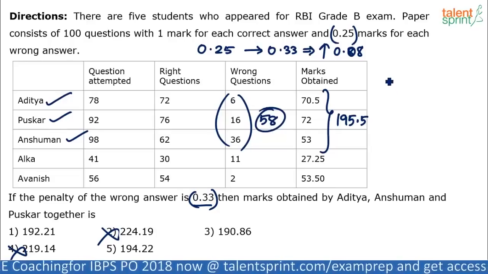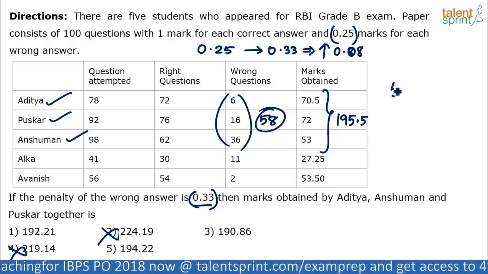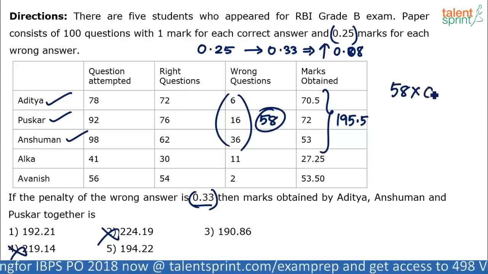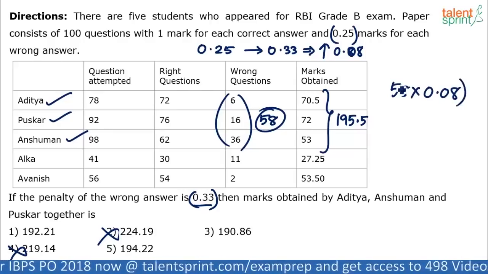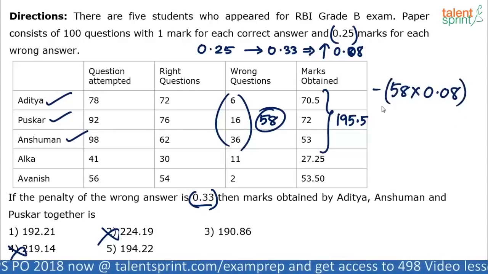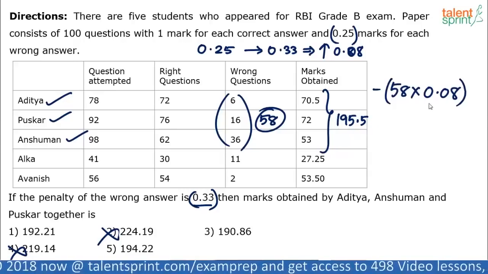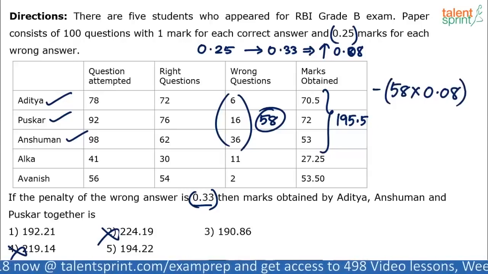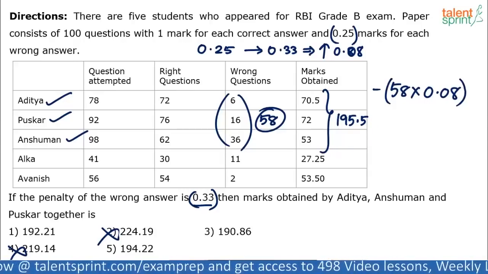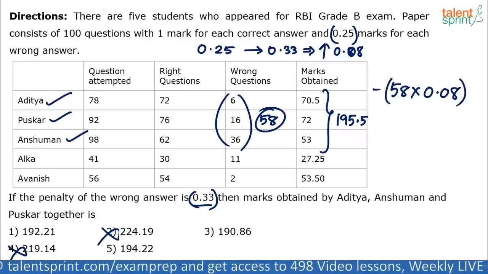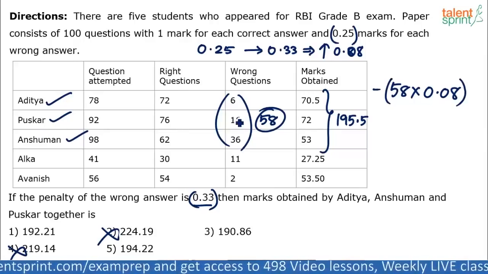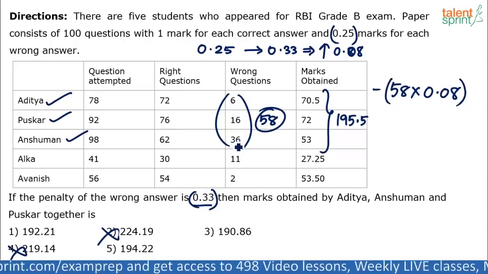Which means the total reduction, the total decrement in their score should be 58 into 0.08. This will be the total reduction in the value. So from 195.5, you have to subtract this 58 into 0.08 and you're done. Don't do it independently for each person. That's not needed. Total number of wrong answers is 58.